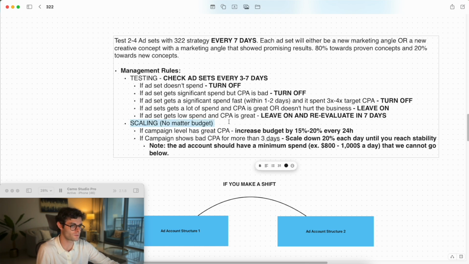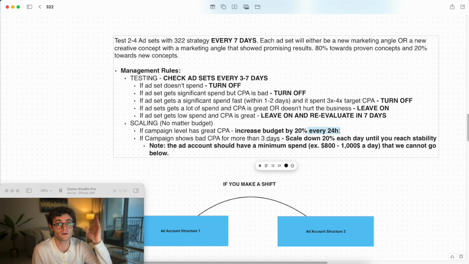Scaling, and this is where it's fun. If the campaign level has a great cost per acquisition, meaning that it's very profitable, let's just say your target CPA is 2x and you're either getting 2x or 2.5x, increase the budget by 15 to 20%. I would say, and switch it to 20% after, actually. Be a little bit aggressive. So 20% every 24 hours.